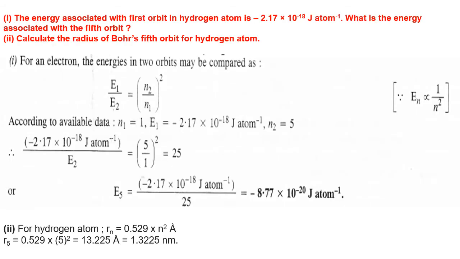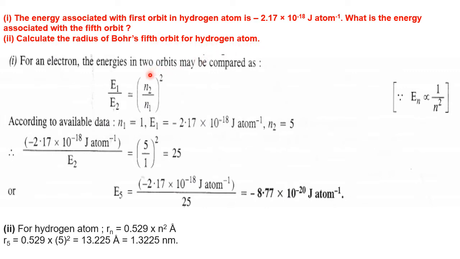So with this, I welcome you all for today's session once again on numericals of the most important chapter, structure of atom. The energy associated with the first orbit in hydrogen atom is minus 2.17 into 10 to the power minus 18 joules per atom. What is the energy associated with the fifth orbit? And the second question is, calculate the radius of Bohr's fifth orbit for hydrogen atom.